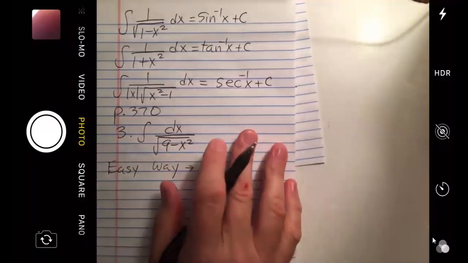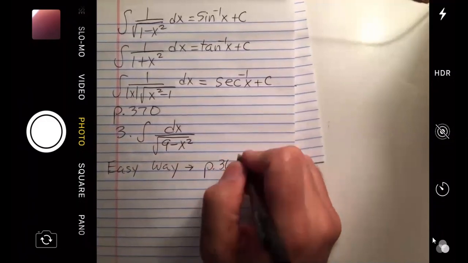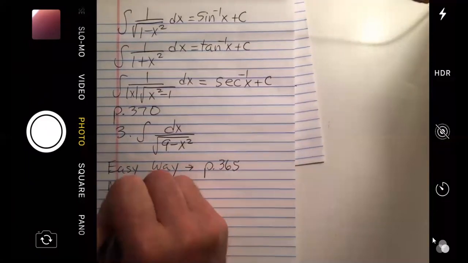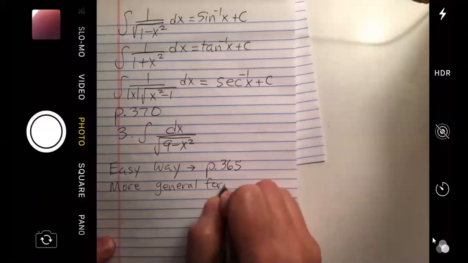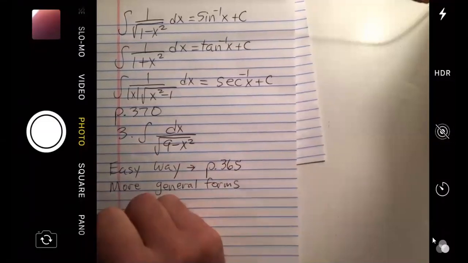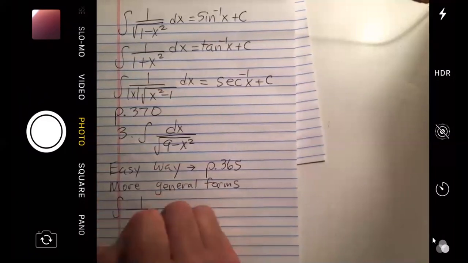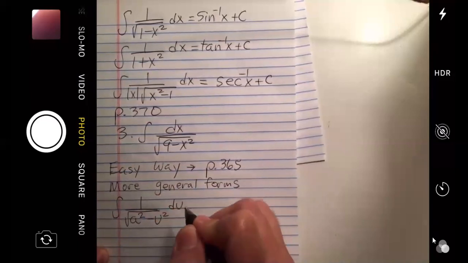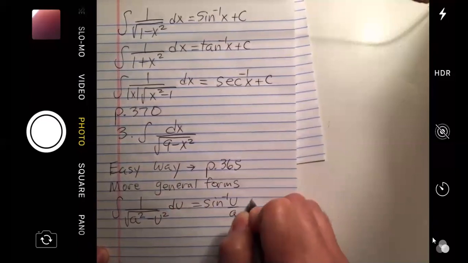Look on page 365. This is actually the first page of the section. And they give you more general forms. In other words, they give you a general number for the 1. They use an a. A squared minus u squared. They switch the letter to u. Don't let that bother you. That's an arc sine of u over a.